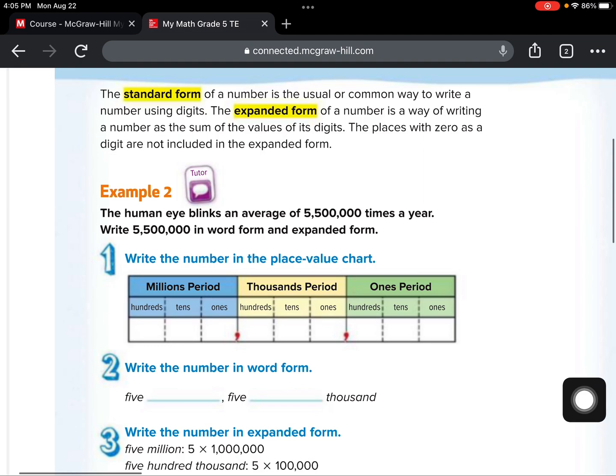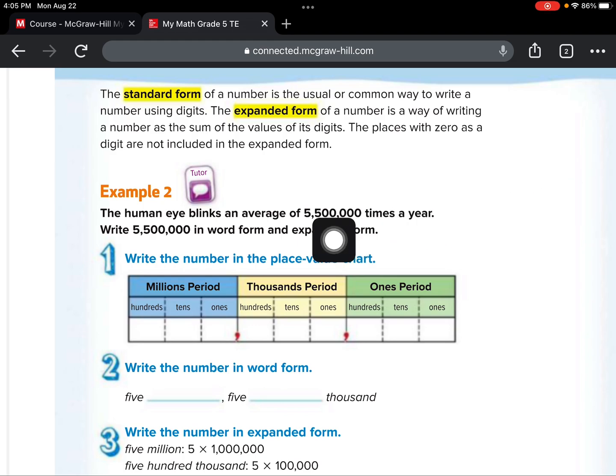Okay, a couple more vocabulary words. They're in yellow, which means they're probably going to be on your homework. Standard form is just what this looks like right here, just a regular number. Expanded form is what we did earlier by doing the value of each of the numbers. Okay. Then we also have word form. And don't worry, we'll experience a little bit of each.